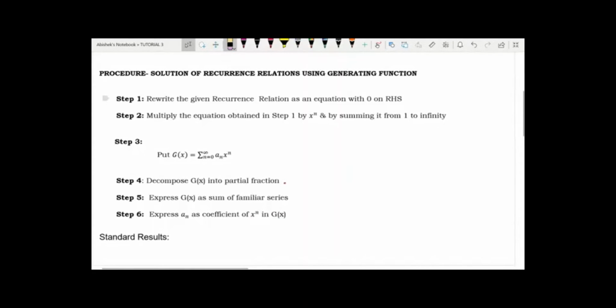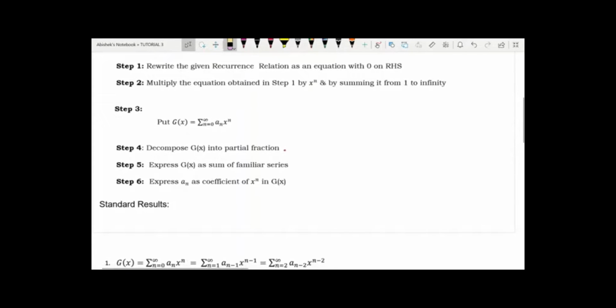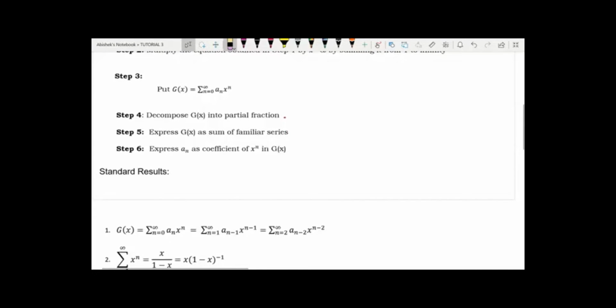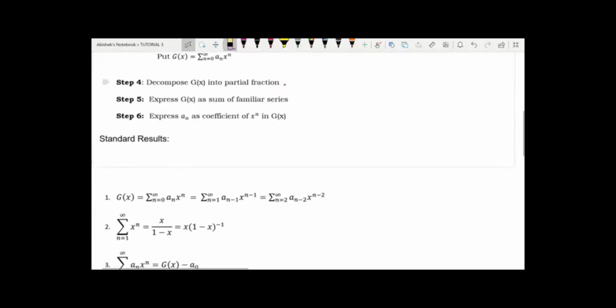These are the step-by-step procedure for solving recurrence relations by using generating function. Step 1. Rewrite the given recurrence relation as an equation with 0 on the right hand side. Step 2. Multiply the entire equation by x power n and sum it from 1 to infinity, 2 to infinity, etc., based on the equation which we have. Step 3. Put g of x equals summation of n equals 0 to infinity a n x power n. Step 4. Decompose g of x into partial fractions. Step 5. Express g of x as sum of familiar series. Step 6. Express a n as coefficient of x power n in g of x.